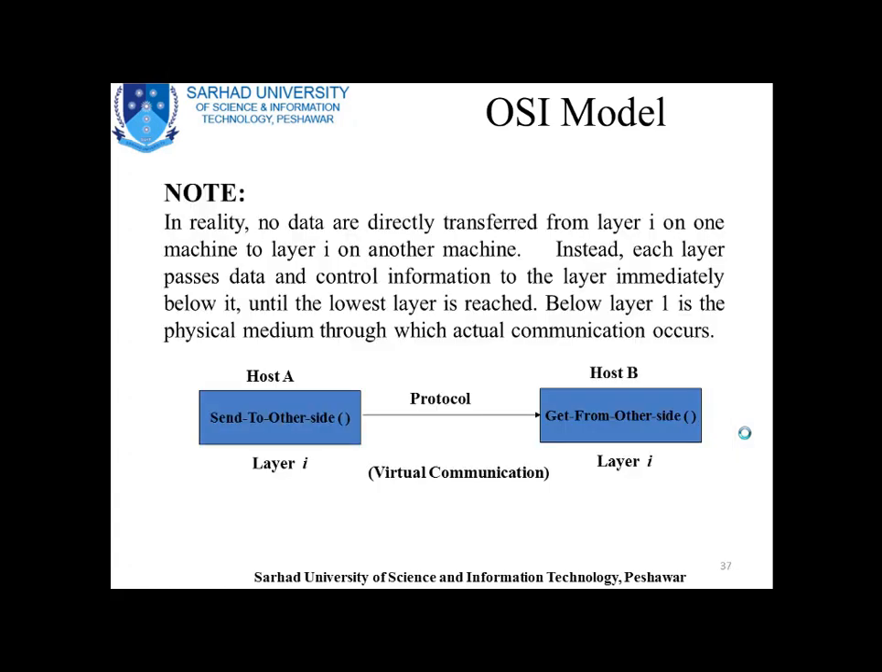In reality, data is not directly transferred from one layer to another layer in a machine. Instead, each layer processes and passes the information to the layer immediately below it. I have given an example of host A and host B. If host A wants to transmit to host B, it cannot directly communicate with host B. So it will follow all the OSI model layers and pass the data down to the physical layer, and the physical layer will be responsible for transmitting the data through a channel or transmission medium. From that physical layer, the data will travel back up towards the application layer.